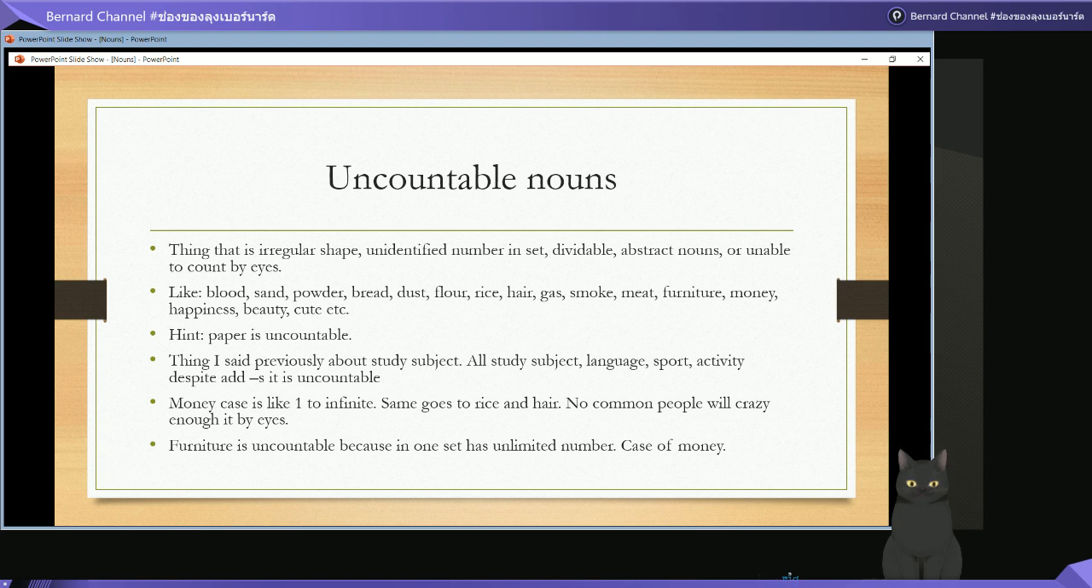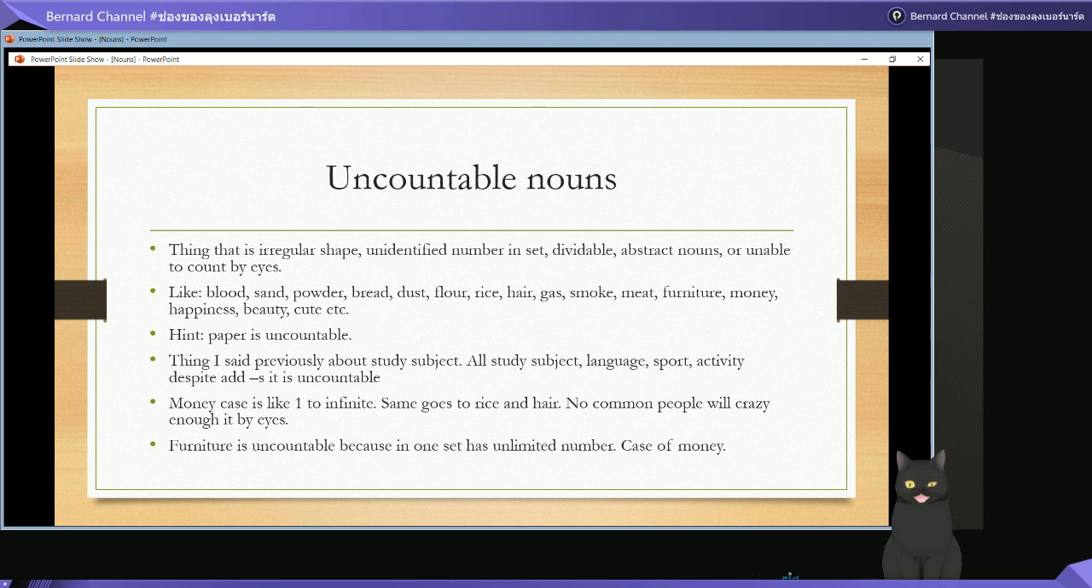Okay, and the word sport: if you talk about the word sport and add s, it means many sports. But if you talk about football or basketball and add s, oh, nothing changed. Okay, so this is the thing about adding s after these four things: subject, language, sport, and activity.